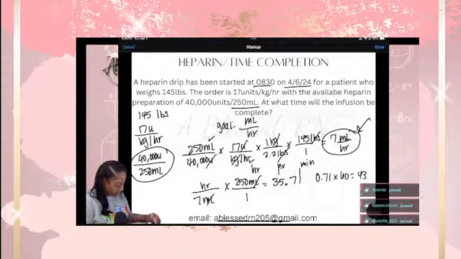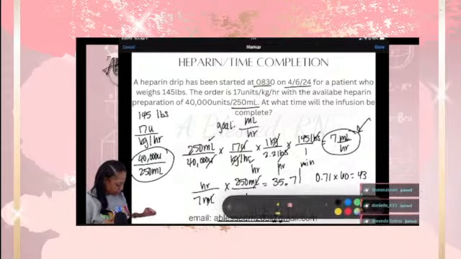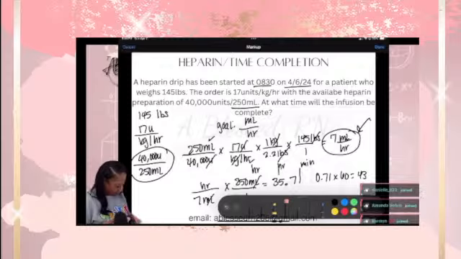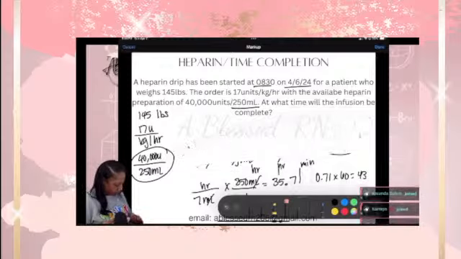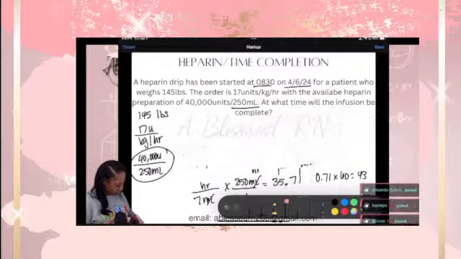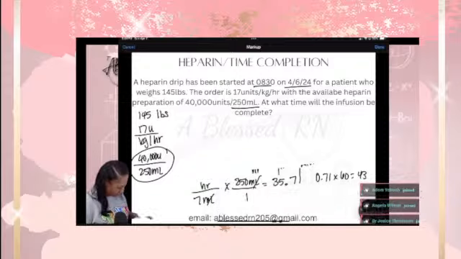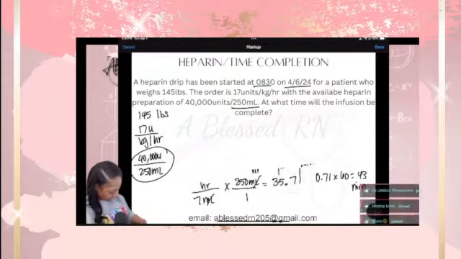So this is going to be 35 hours and 43 minutes that it is going to take for this whole thing to be infused. All right. So erasing, if you were like, wait a minute, it's gone, I promise you can go back on the replay and slow it down and revisit it. Okay. So 35 hours and 43 minutes.